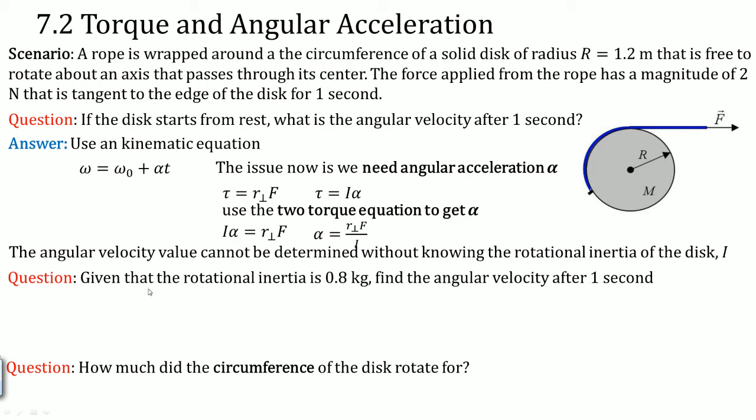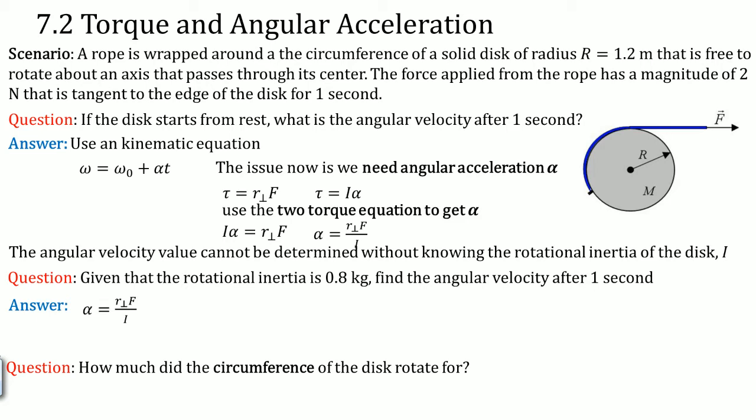This is why the next question says, given the rotational inertia is 0.8 kilograms, find the angular velocity after 1 second. Normally the rotational inertia has a really weird equation, but for the AP Physics 1 test, they will actually just give you the rotational inertia, so you don't have to calculate it by yourself.